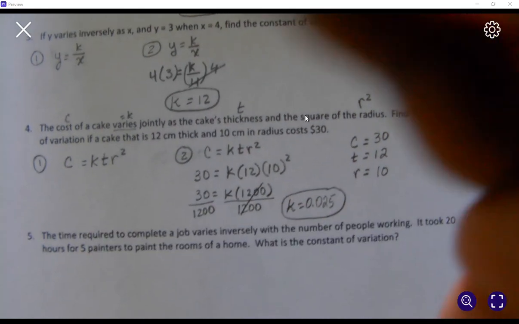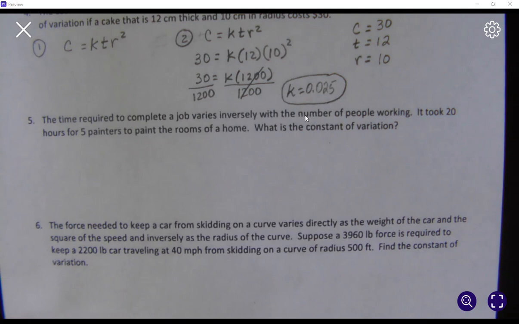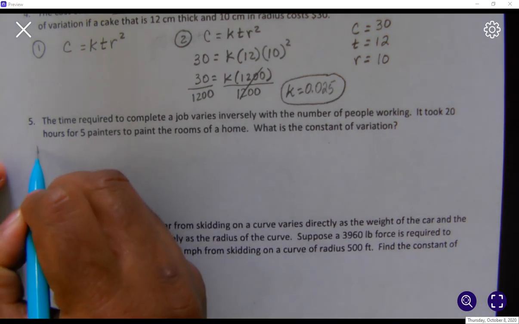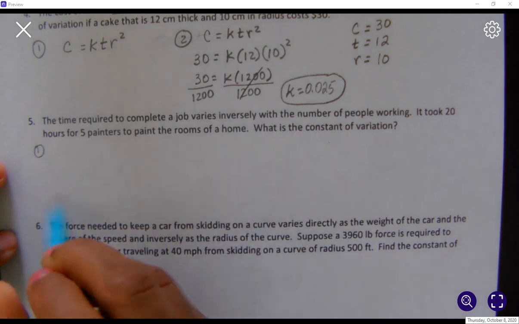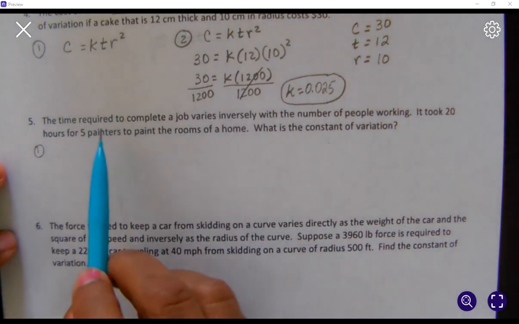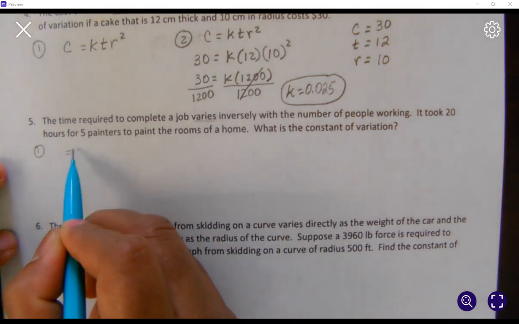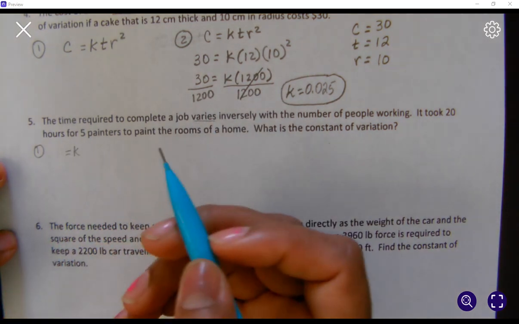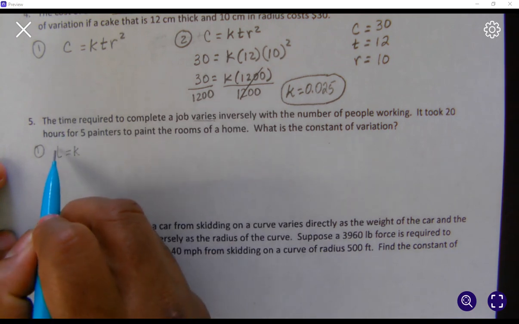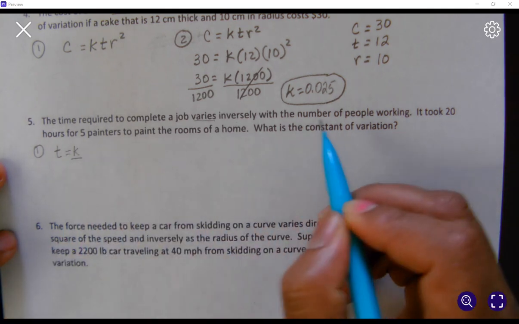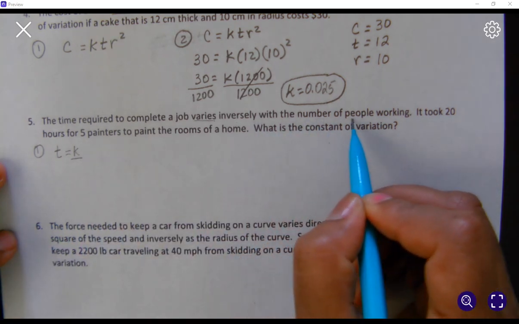All right, here's the last, well, two more examples. They seem a little more wordier, but that's okay. We'll just take it step by step. So the first thing we need to do is we need to find the equation, right? So it says here, the time required to complete a job varies. So there's my equals k. What equals k? The time equals k. Inversely, so I'm going to put a division bar with the number of people working.